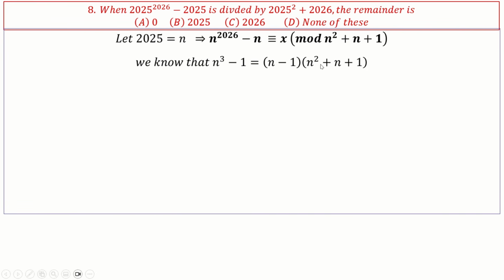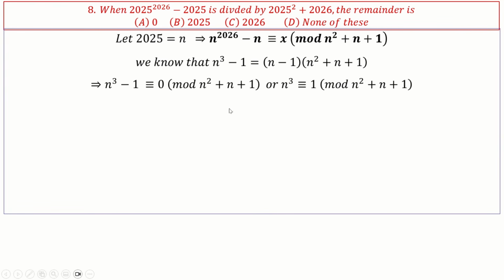Once you know this, I can say that n cubed minus 1 is congruent to 0 modulo n squared plus n plus 1. Or if I take the 1 to the other side, n cubed is congruent to 1 modulo n squared plus n plus 1, which means if I divide n cubed by n squared plus n plus 1, I get remainder 1. Now I have a big n to the power of 2026 here, which I can replace with n cubed and see how many n's remain.